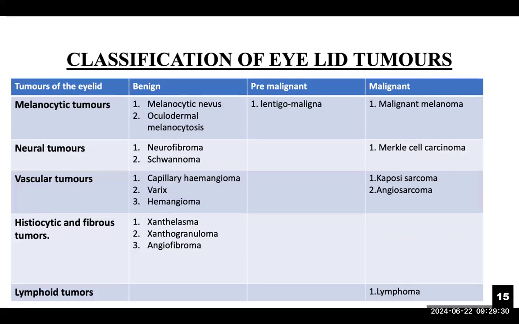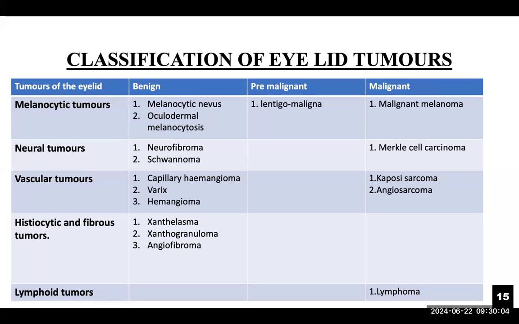So moving on to the melanocytic lesions. The benign ones are melanocytic nevus and oculodermal melanosis. A melanocytic nevus results from a benign proliferation of the nevus cells, which are present in the epidermis. Then oculodermal melanosis results from an increase in the number of melanocytes in the uveal tissue and on the skin. This occurs in the dermal layer.